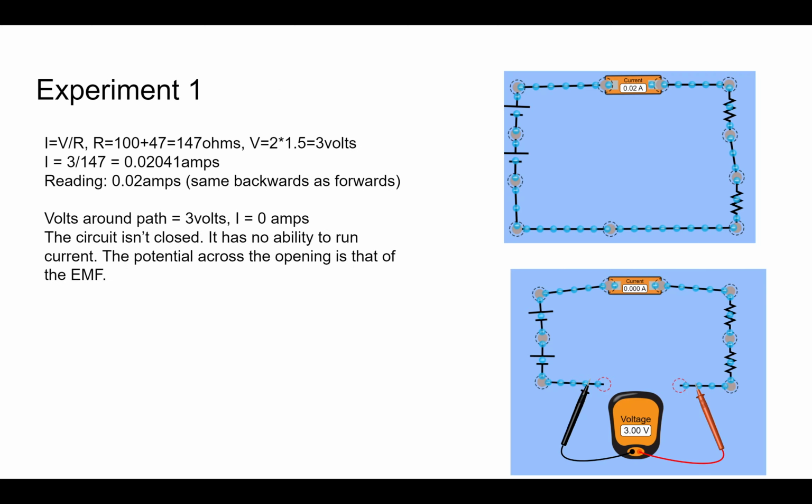Okay, so for the first experiment, we just have some resistors in series with an ammeter, and you do the calculation, and you get that the current is 0.02 amps. If you separate it and you put a voltmeter across the gap, it will be 3 volts because that is the EMF, and the potential across the gap is always going to be the EMF.